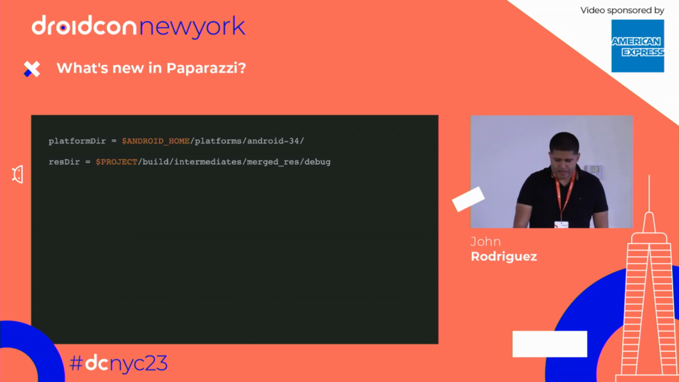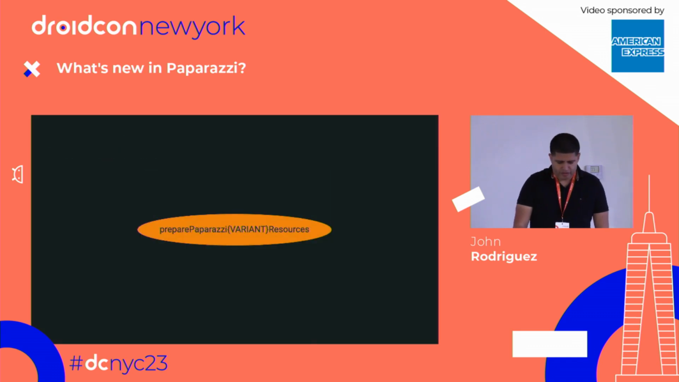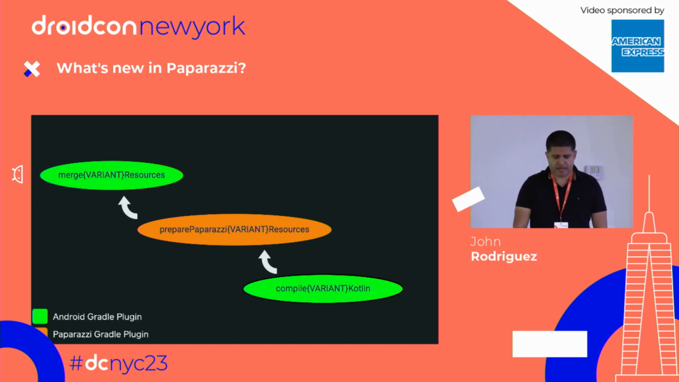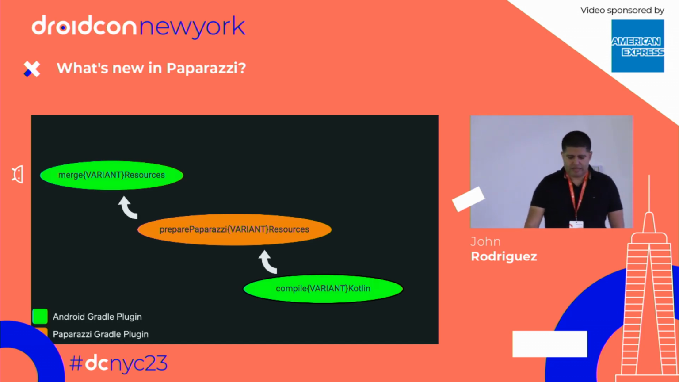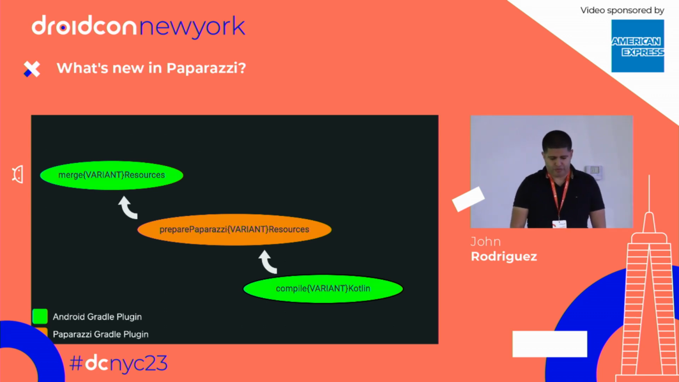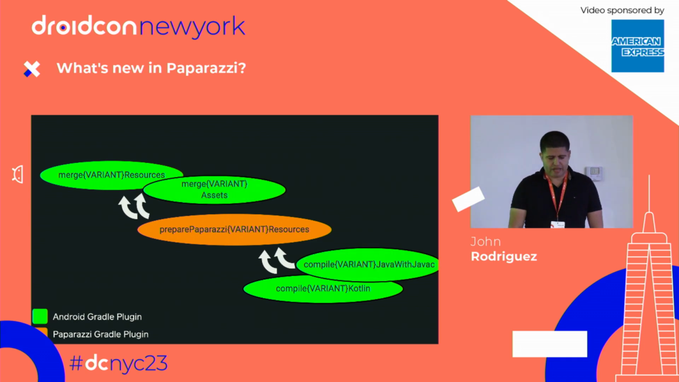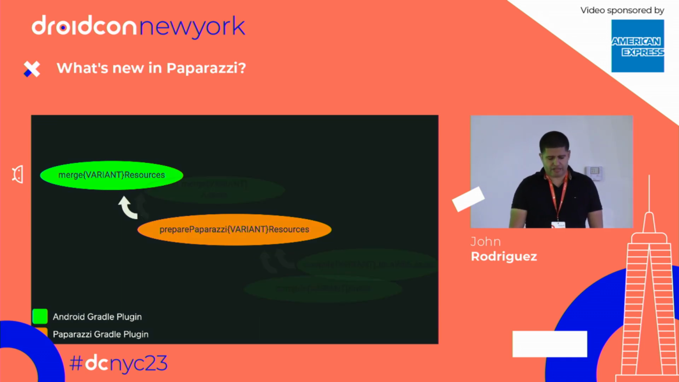So during the hack week, we created a Gradle plugin that you're probably familiar with, and we hook in a special task into the Android Gradle plugin's task graph that says, hey, before you compile Kotlin code, I know that you're going to merge resources. I am a task that will be listening for the output, as well as listening to the output of the assets merge task.